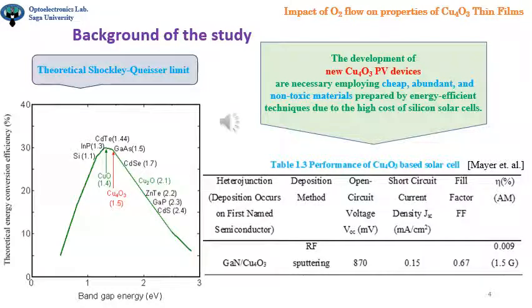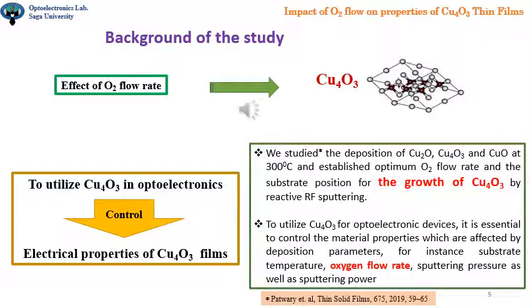approximately 29%. We also introduced the first ever Cu4O3 based solar cell, done by Meyer et al. Its energy conversion efficiency is low, only 0.009%. We already studied the deposition condition of copper oxide and optimized the growth condition for Cu4O3.